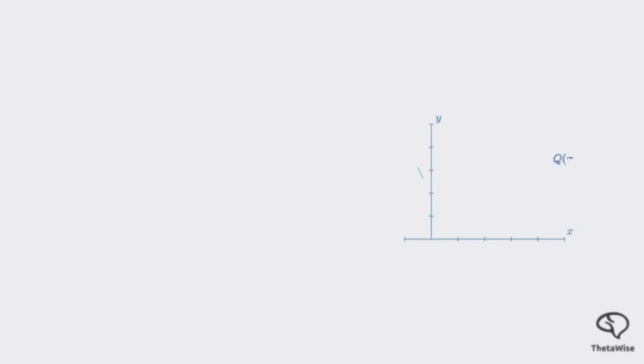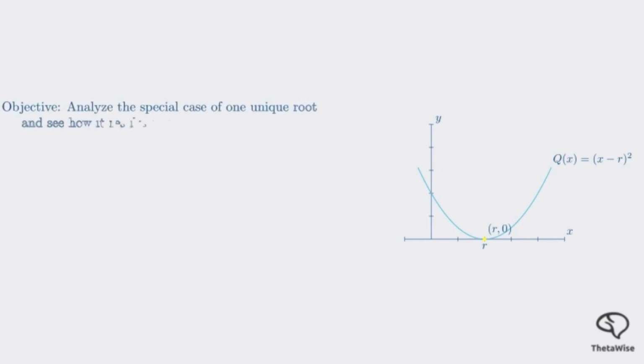Let's graph this. The parabola only touches the x-axis at the point r, 0. Everywhere else, it's above the x-axis. It doesn't cross. The x-axis is tangent to the parabola at this single point. So, our objective for this scene was to analyze the special case of one unique root and see how it results in the parabola touching, but not crossing, the x-axis.